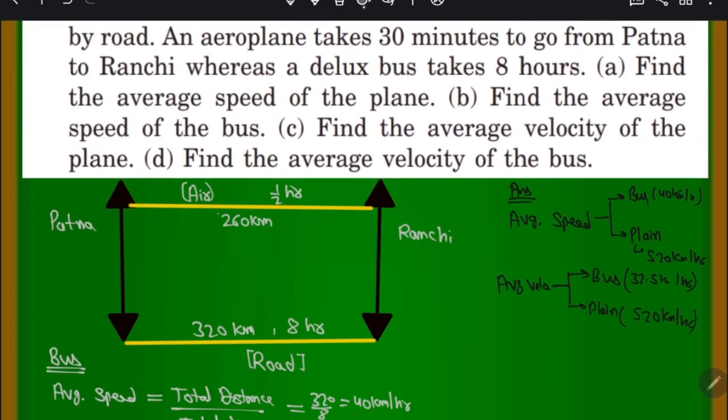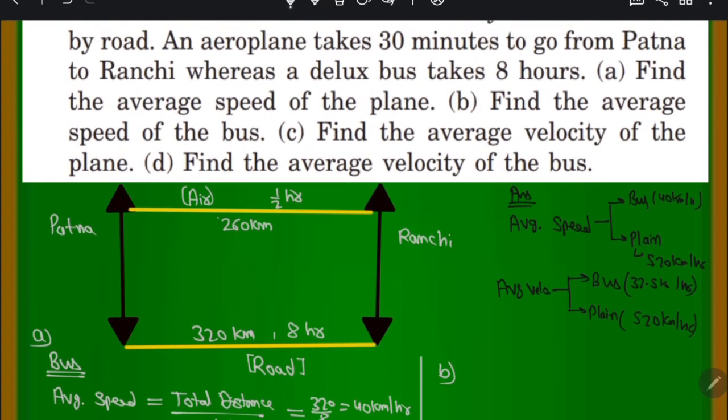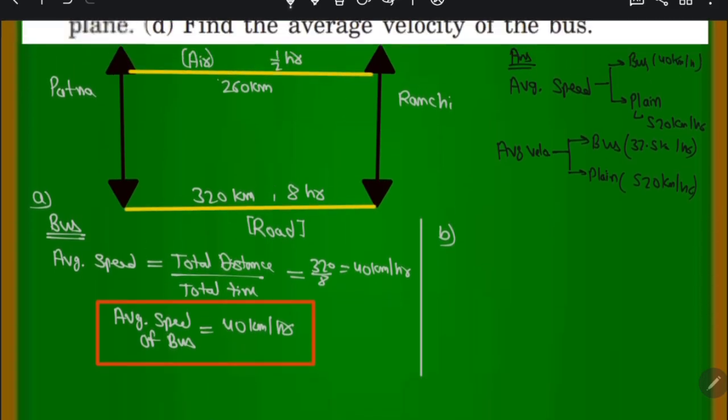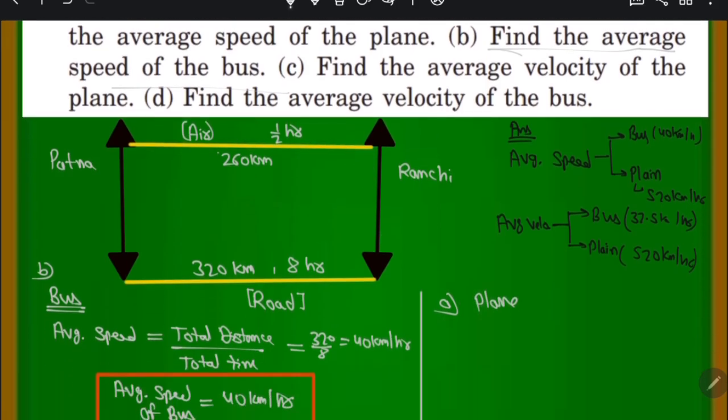Now second question. This is our first question. What is the second question telling? Find the average speed of the. Okay, actually this is our second question. Actually, I read by mistake. Now the first question is average speed of plane.